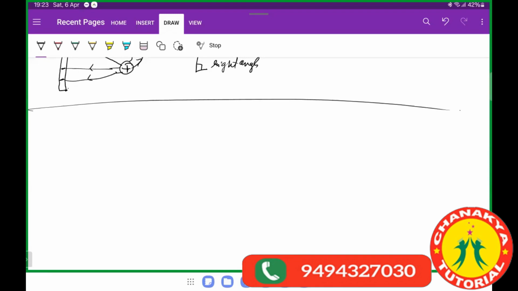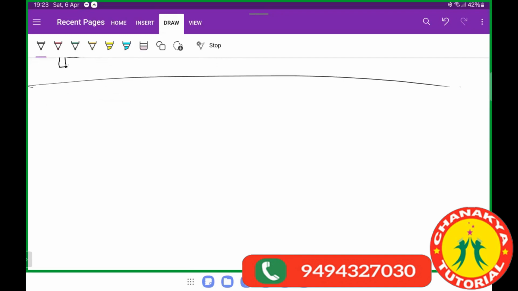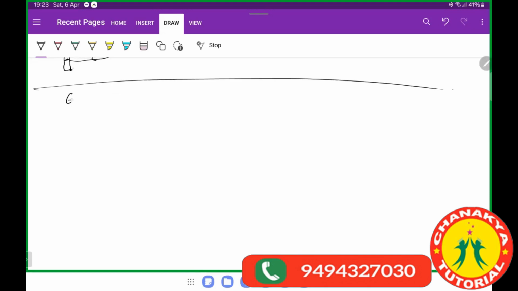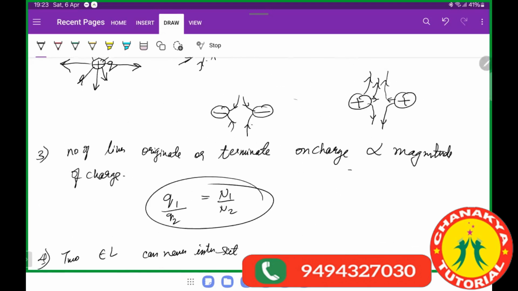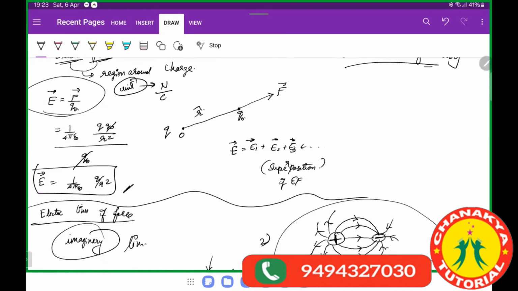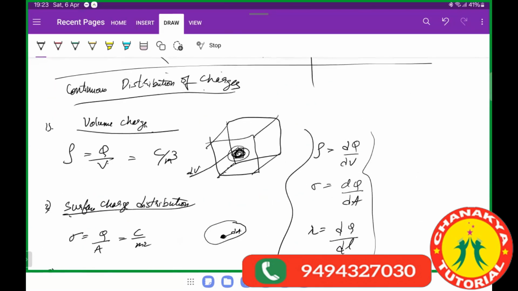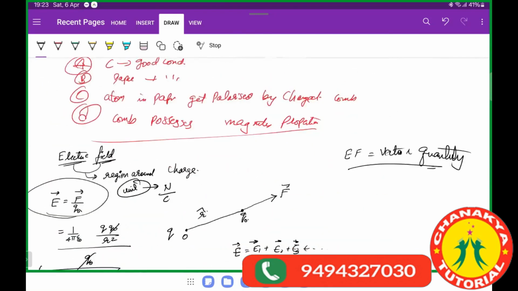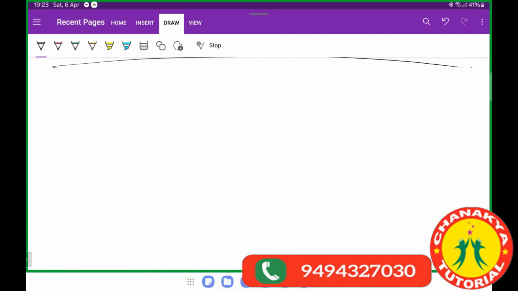Okay, so let's see the first charge distribution. We already saw continuous charge distribution, just as a general idea. Now we'll see it in various ways.